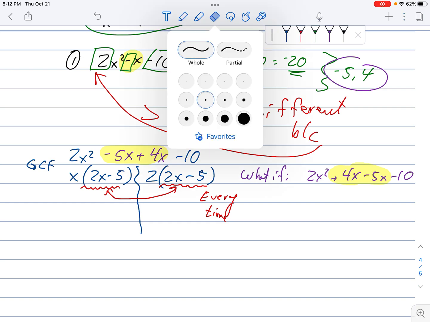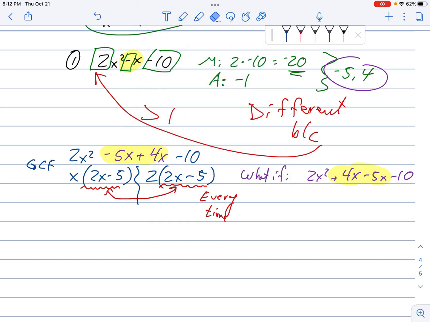And now the only thing I have to do is write my final answer. You did all the work. Do you get a set of parentheses that matches? That gets written once down here. Once. 2x minus 5. And then what about the stuff in front? Well, this x and this 2 get written like this: x plus 2. And that would be my answer.